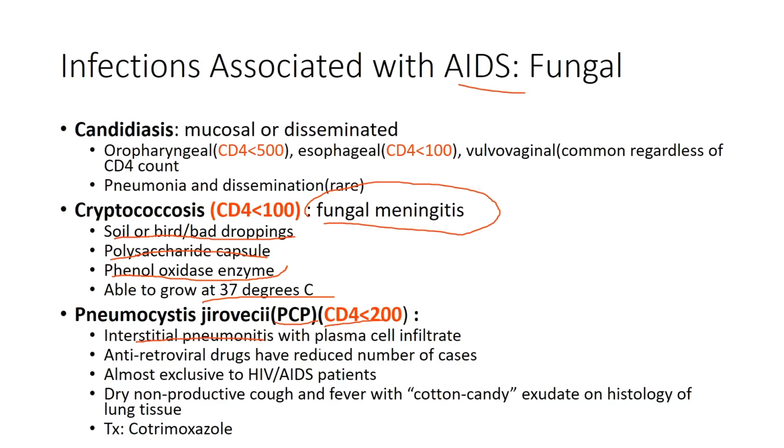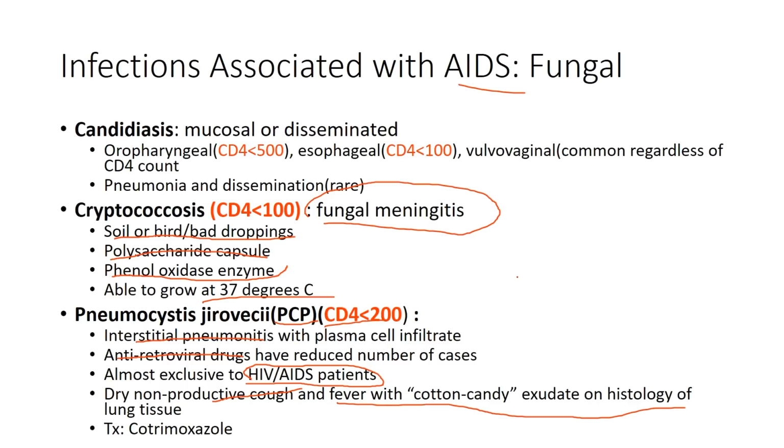So it causes interstitial pneumonitis. And plasma cells kind of respond to this, and we can use antiretrovirals to pretty much prevent this from accumulating in this patient's lungs. It's usually almost exclusive to HIV and AIDS patients. You don't see it in anybody else. This can cause a non-productive cough. It's dry, nothing comes up, and there is a cotton candy exudate on histology. And we'd be looking for cysts and trophozoites.